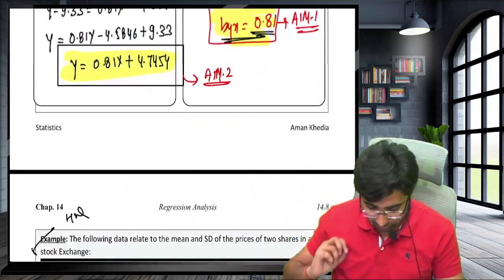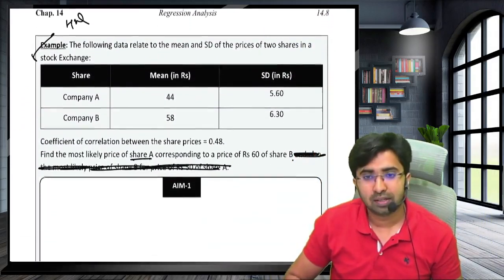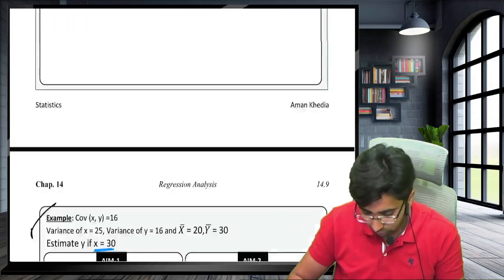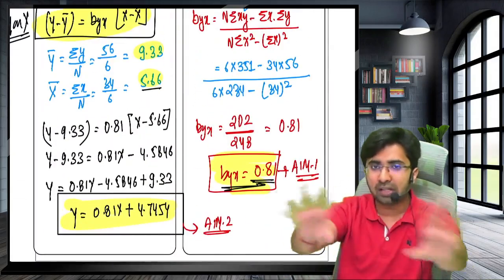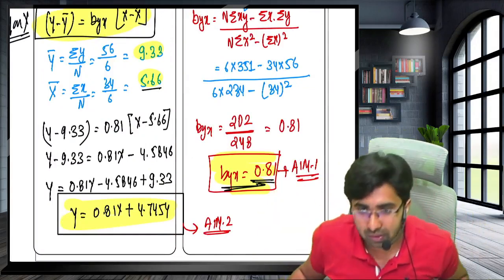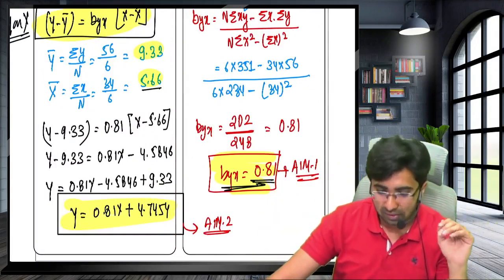Guys, the next two examples in the concept handbook are your homework. You have to solve them. Tomorrow, guys, we'll start with these next two questions. Tomorrow, my entire time will be for these two questions only. Okay? See you guys. I have to leave.